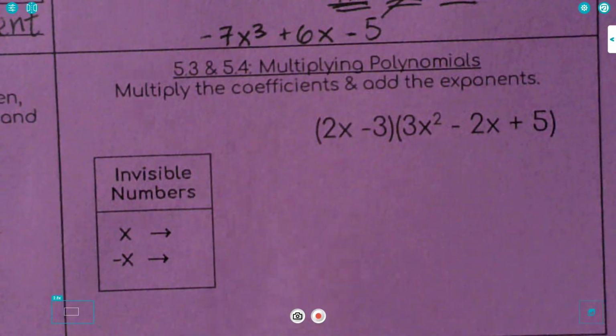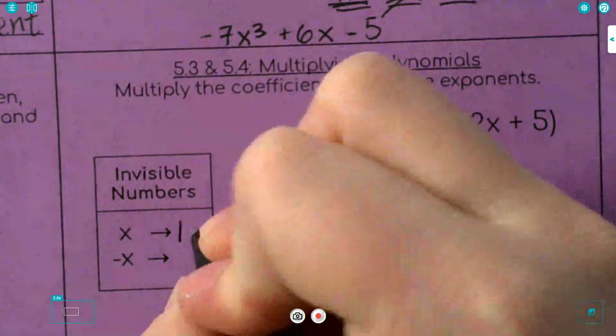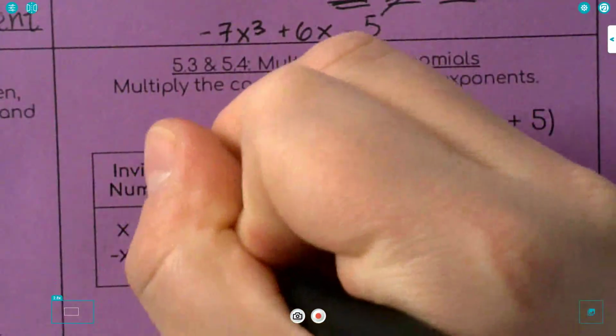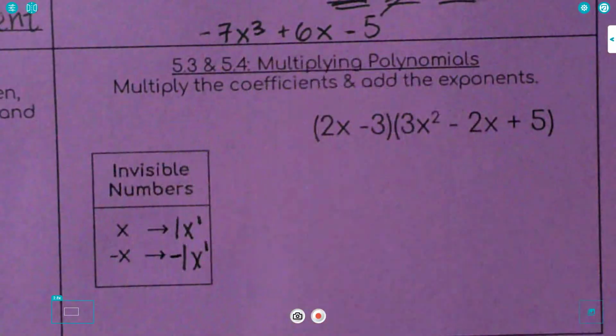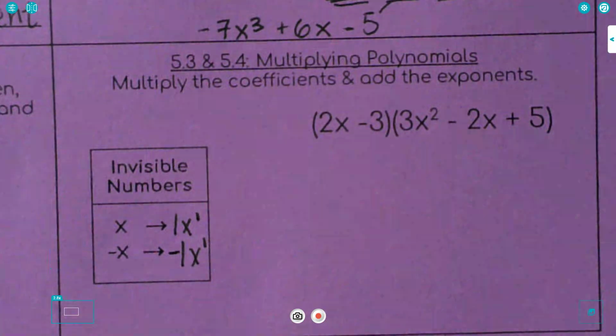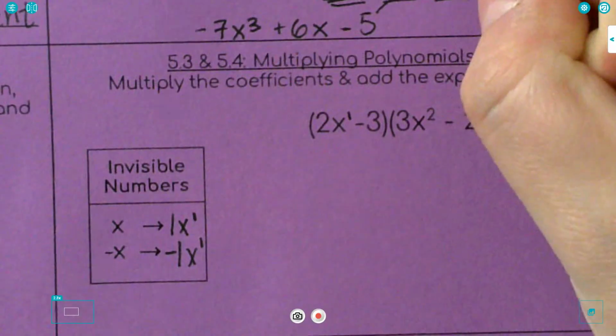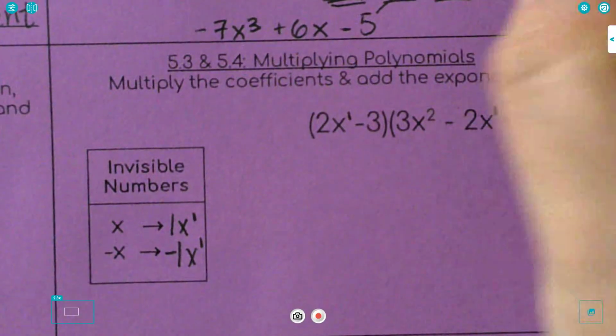Before we do that, if you have an x by itself, it's 1x to the first. If you have a negative x by itself, it's -1x to the first. So on that note, I'm going to go ahead and put in my imaginary ones. 2x to the first, -2x to the first. Right there.